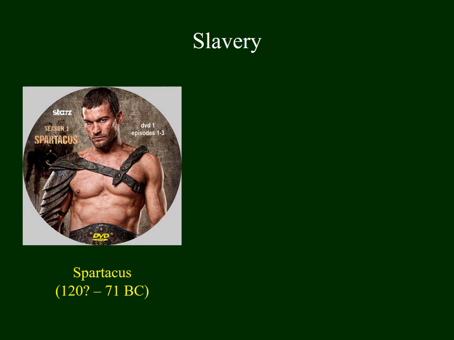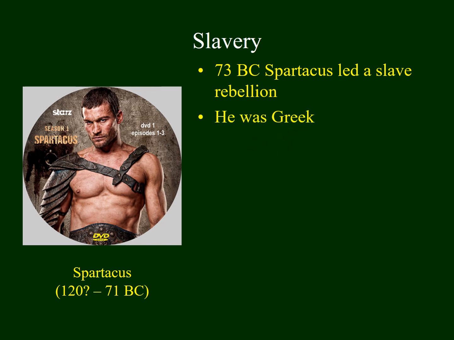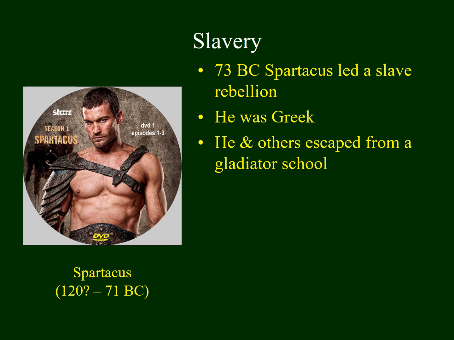Slaves experienced brutal conditions in the Roman Empire. In 73 BC, one slave named Spartacus led the largest slave rebellion in its history. He was a Greek slave who was at a gladiator school in Italy. He, along with about 200 others, tried to escape from the school, and about 75 were successful. He then began to amass a large army. It may have even had as many as 120,000 men.